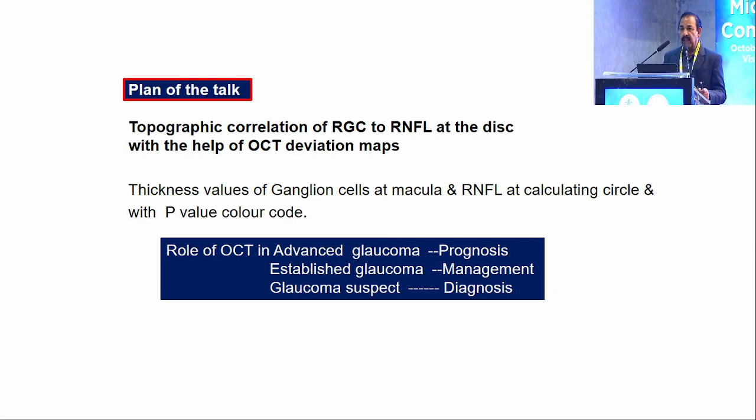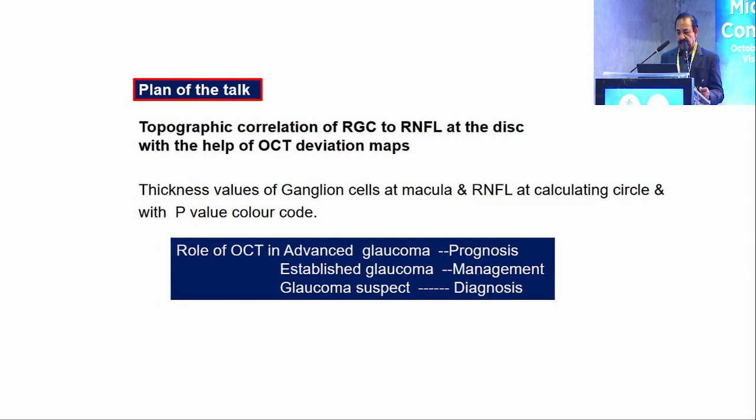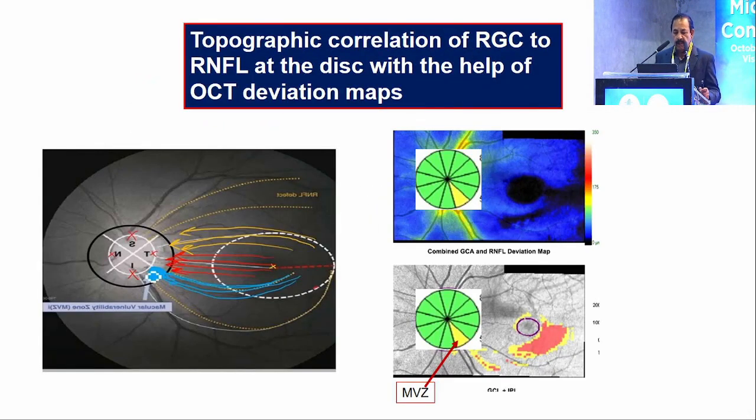And what is the role of OCT, just like visual fields? What is the role of OCT in advanced glaucoma? What is the role in established glaucoma? What is the role of OCT in the diagnosis of glaucoma suspect? The most important thing is topographic correlation.